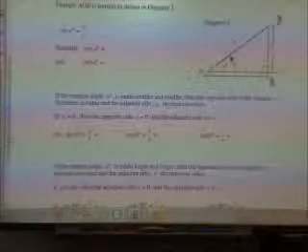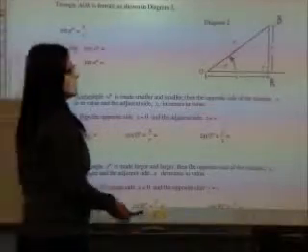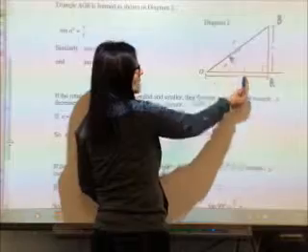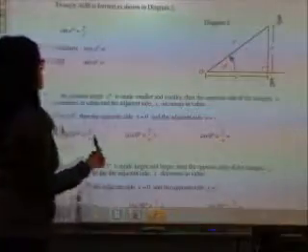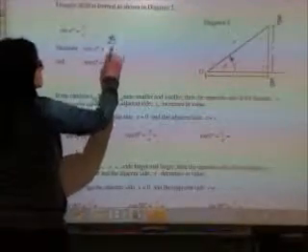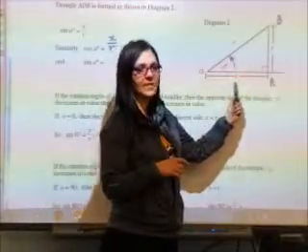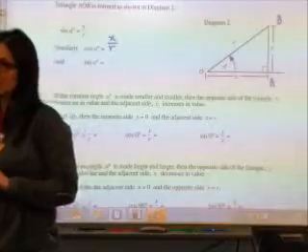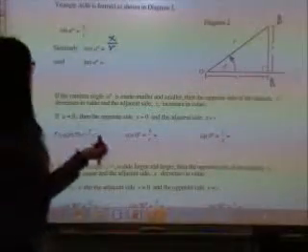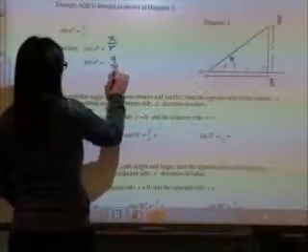So sine A would equal Y over R. Then cos A, adjacent over hypotenuse, would be X over R. And tan, which is opposite over adjacent, would be what letters? Y over X. Good.